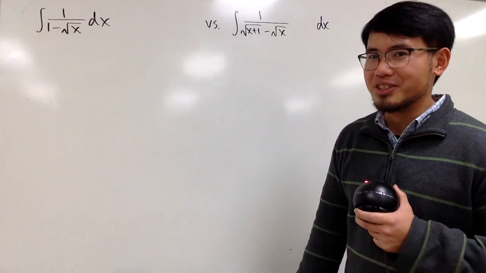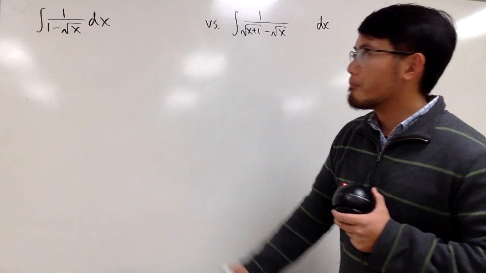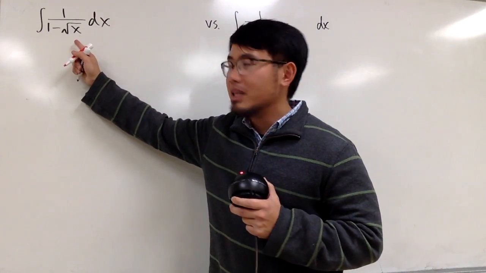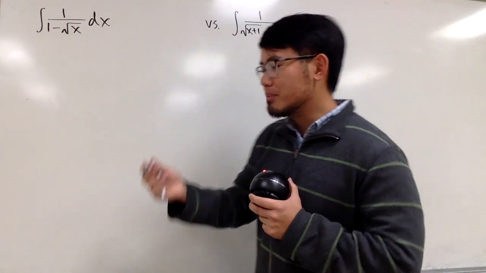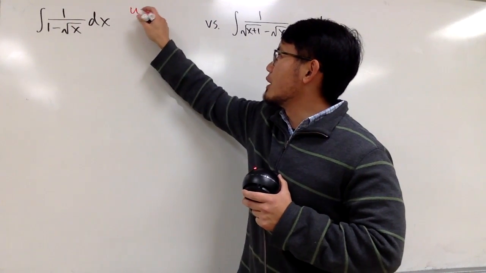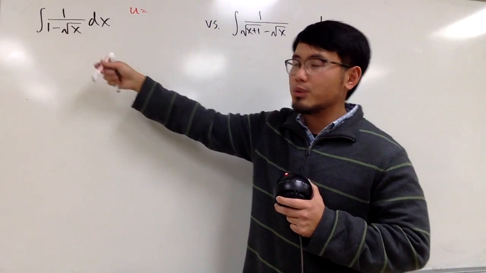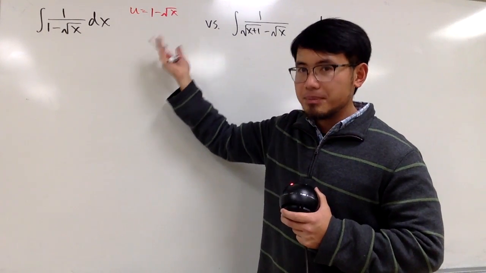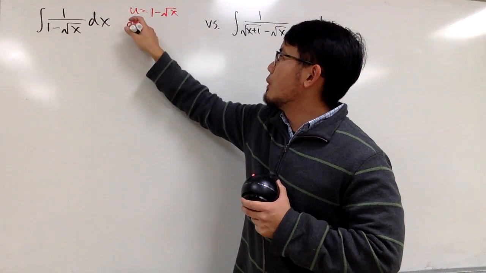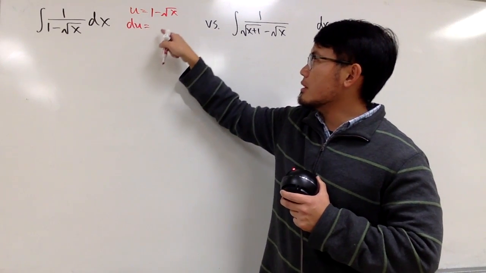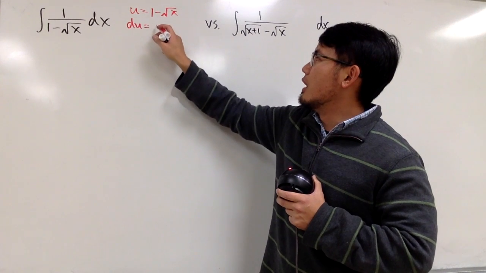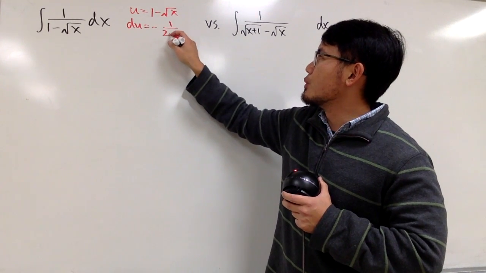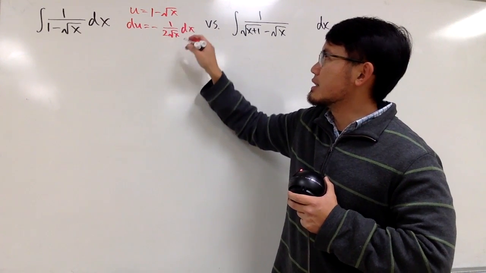It's a dangerous addition. Anyway, here we go. I believe in u-sub, even though I don't see a lot of things can be cancelled, but seriously, I believe in u-sub, so I'll take u to be, perhaps let's just do it with the denominator, 1 minus square root of x. And let me just follow the usual step. I will differentiate both sides. du, and the derivative of this is negative 1 over 2 square root of x dx.